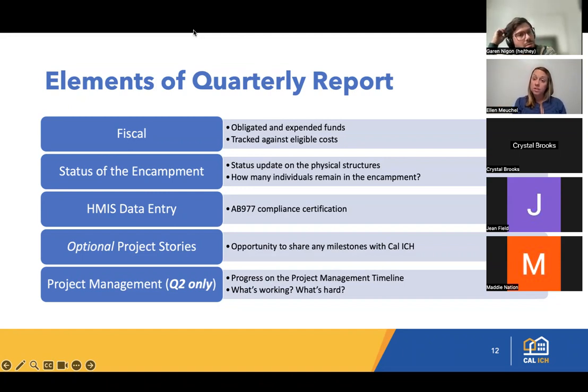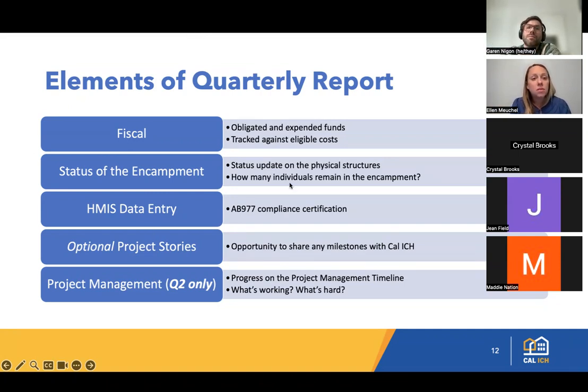For those of you who have received previous rounds of ERF funding, you will note that some of these are a little bit different from the other quarterly reports you've completed. We just did a revamp of all of our quarterly reports to make them easier and more streamlined in terms of completion.